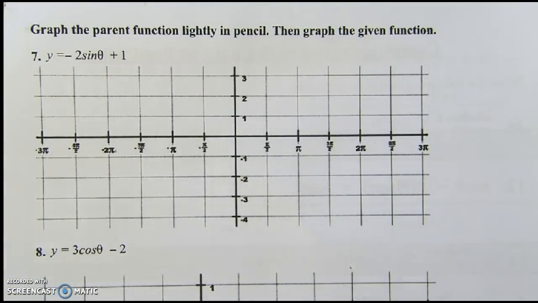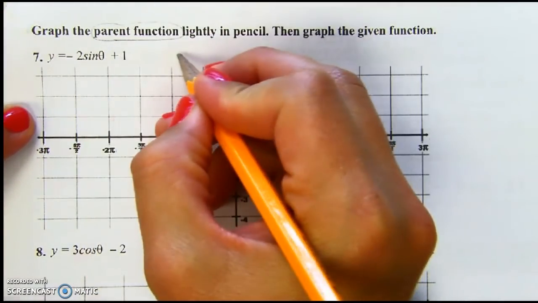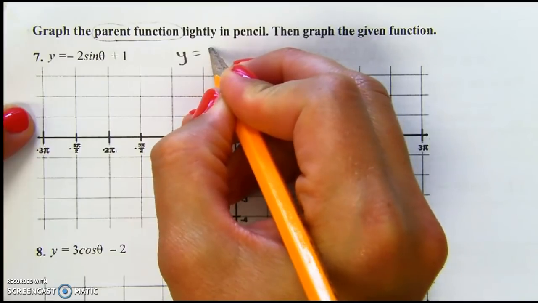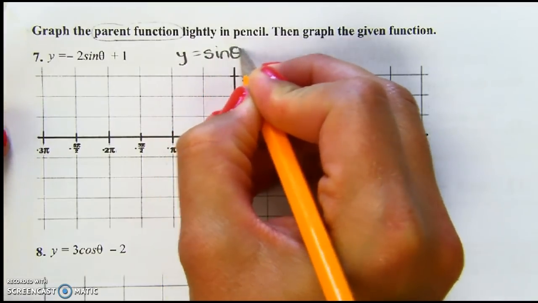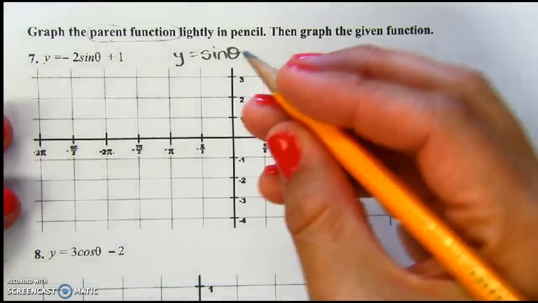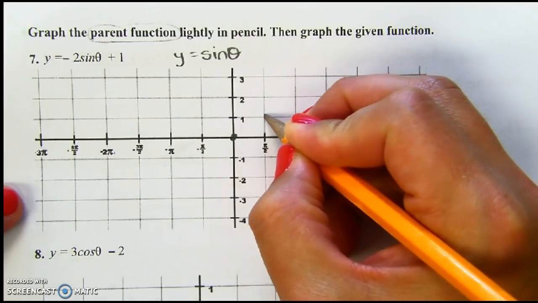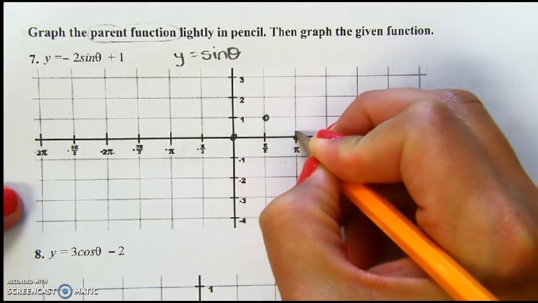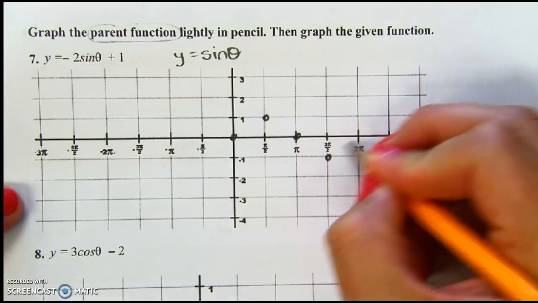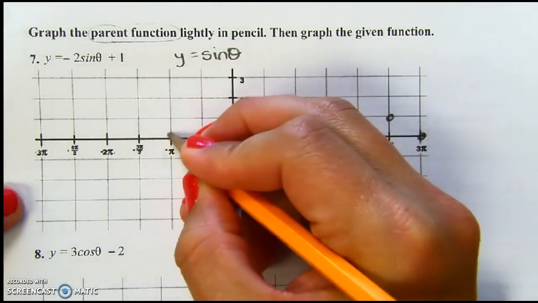So the parent function is always the most basic function, which will be y equals sine theta, which you have memorized. So graph the parent function lightly in pencil. Okay, so we know sine of 0 is 0, sine of pi over 2 is 1, and then the pattern goes sine of pi is 0, then negative 1, then 0. And the pattern continues forwards and backwards.